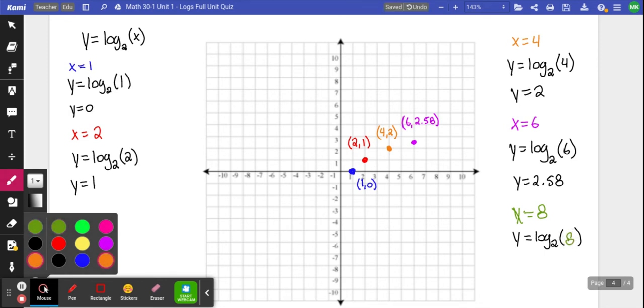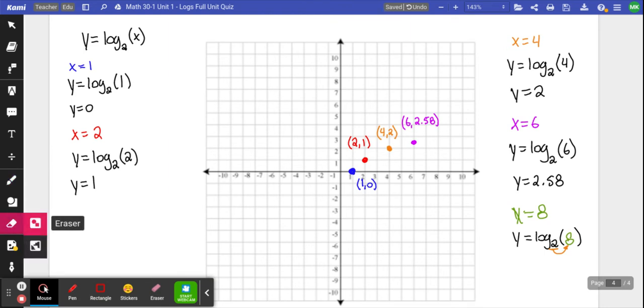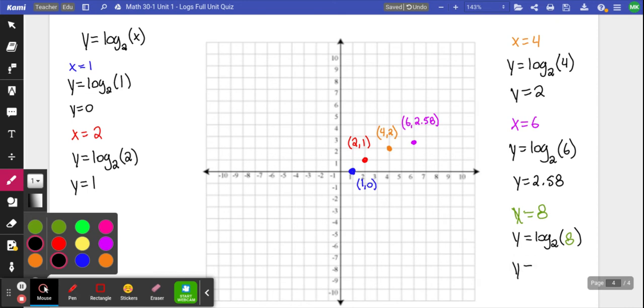Right? It's asking me, what exponent on 2 becomes 8? Right? And 8 is actually a power of 2. So the answer will be 3. And 2 to the power of 3 is 8. So that's probably a better one to graph. So 8 and 3 would be right there. And now I can just kind of connect the dots to make my graph.